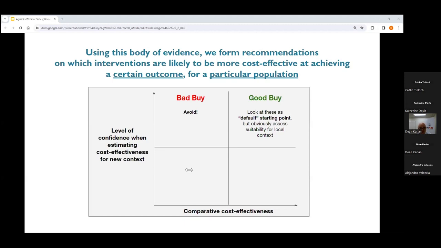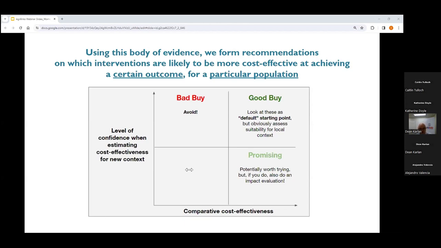If we always had the evidence to designate interventions as good or bad buys, our job at OCE would be pretty straightforward. But of course, that's not the case. Sometimes we see interventions which are doing well on comparative cost effectiveness, but where the number of available studies is low, or there's some variation in cost effectiveness we don't understand yet. It works really well in some places, not as well in others, and we don't understand why. This would also be where we tend to put innovative new approaches, which have good theories of change, but which haven't yet been tested with impact evaluations.